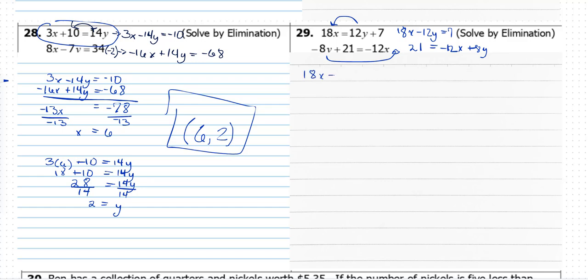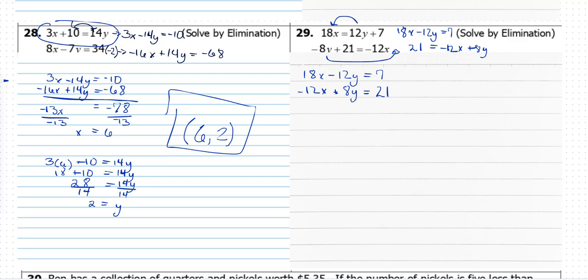18x minus 12y is equal to 7. And negative 12x plus 8y is equal to 21. So now I need to figure out what I can do to cancel out. I can either cancel out the x's or the y's.